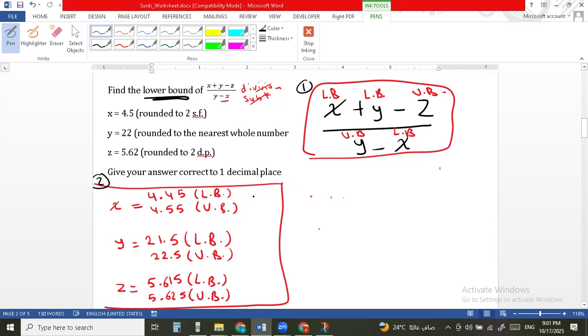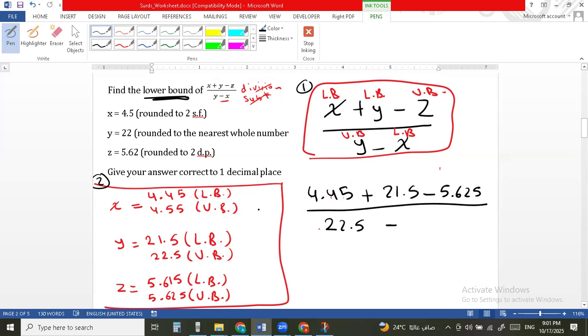X lower bound, Mister, is 4.45. 4.45 plus Y lower bound, it is 21.5, minus Z upper bound. Z upper bound, it is 5.625, over Y upper bound. Y upper bound is 22.5, and then minus X lower bound, 4.45. You can put this on the calculator and it's going to give you the answer right away.